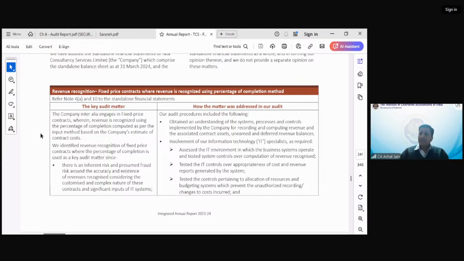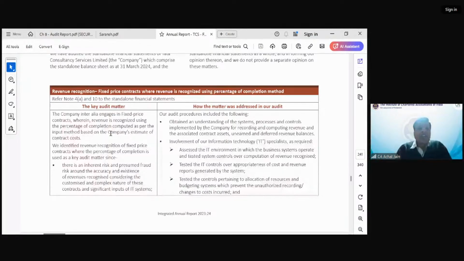Revenue recognition. I hope you know that it's considered to be a significant risk area for every type of entity. Yes or no? And this is also considered to be a fraud risk area for every type of entity. So be it any entity, this is by default considered to be a significant risk, fraud risk area. So therefore, of course, one can say that this will generally meet the criteria to be a CAM. Yes or no? But still, let's try to understand what explanation the auditor has given in respect of this particular revenue recognition.